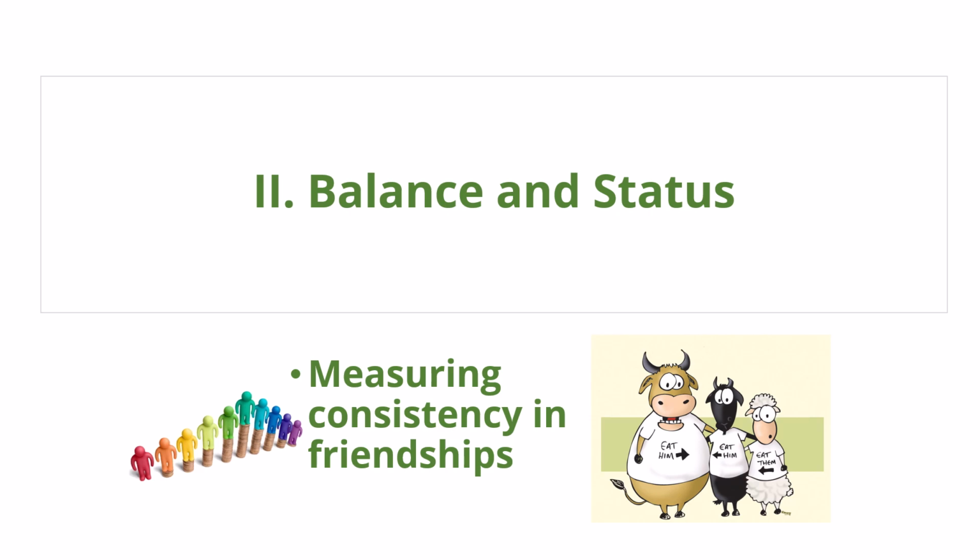Hello dear students. Today in this session we are going to learn an interesting concept in social network analysis: how consistent relationships are in a social network. So we already know that a social network contains nodes and edges. Here a node can represent a student and an edge can represent a relationship between two students.